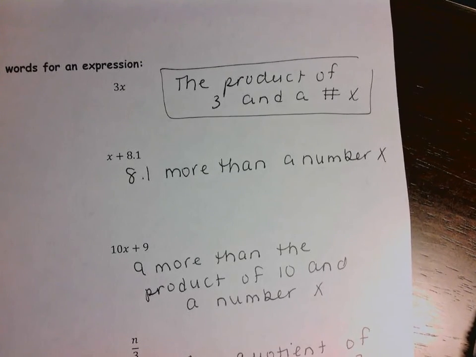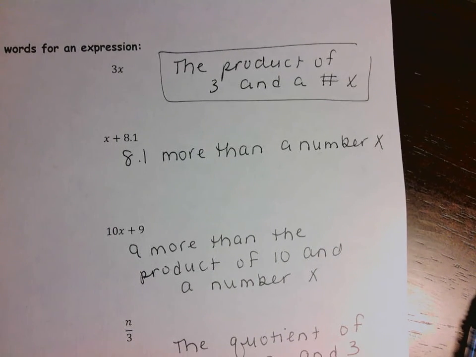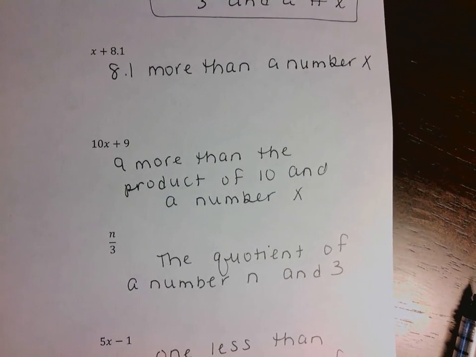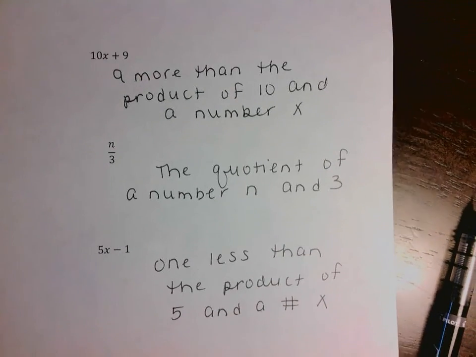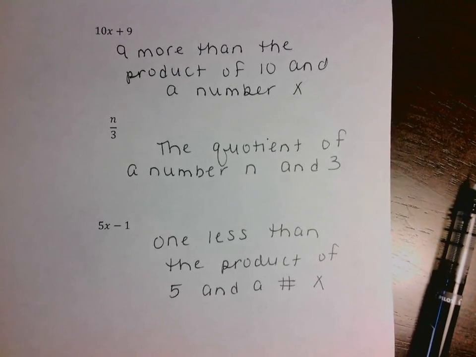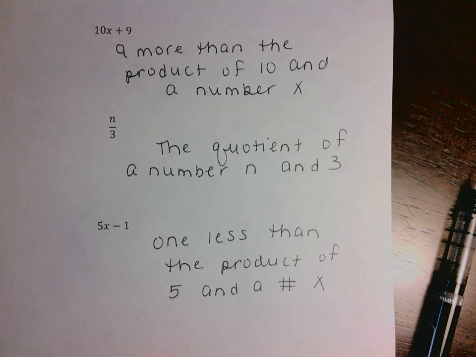Okay, this is what I put. X plus 8.1, I said 8.1 more than a number x. On the next one, 10x plus 9, I said 9 more than the product of 10 and a number x. Here I said the quotient of a number n and 3. And then on the last one, I said 1 less than the product of 5 and a number x.